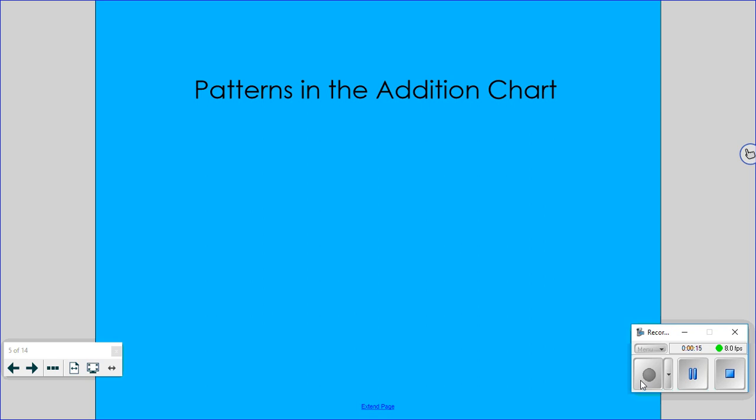Alright, so let's talk about the word patterns. You have dealt with patterns since you were in kindergarten. A pattern is a repeated sequence. Sequence just means like a line. And something that's repeated over and over again.